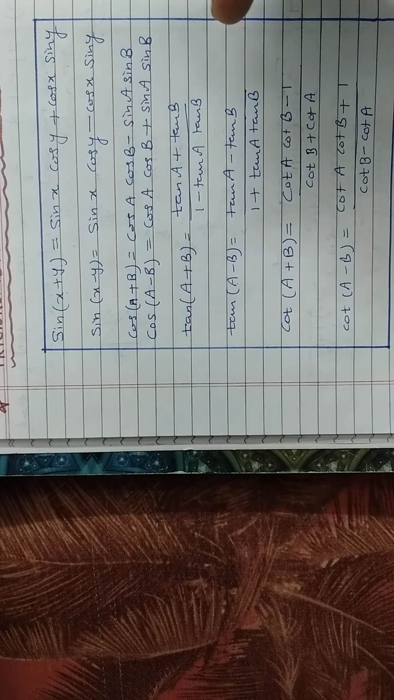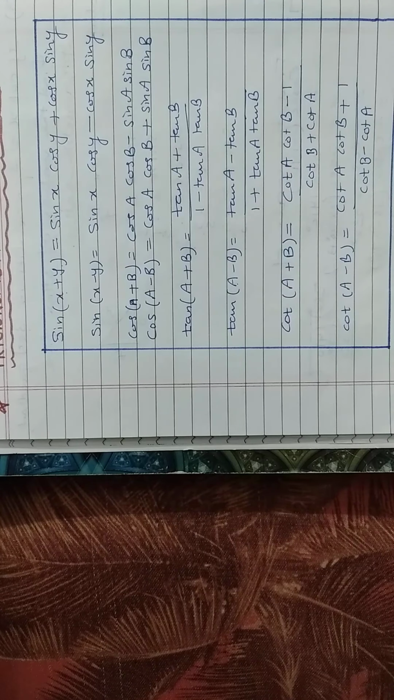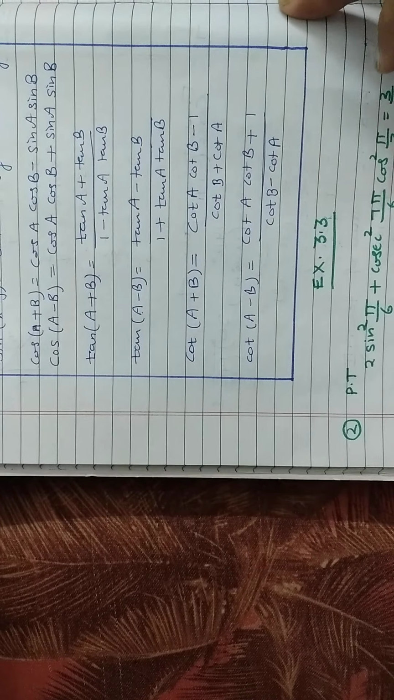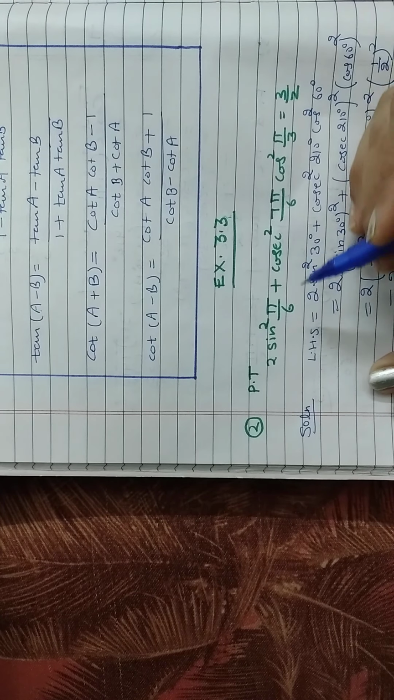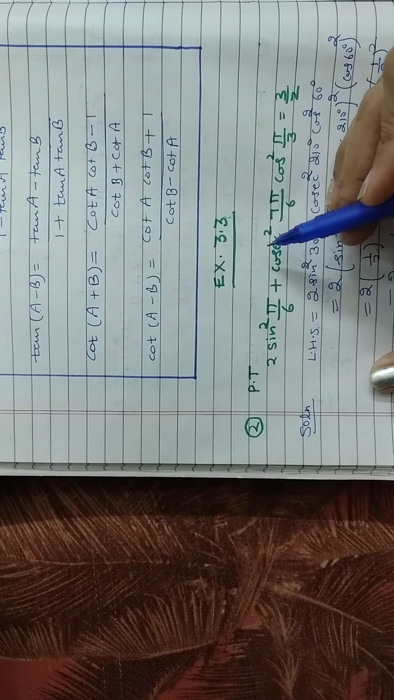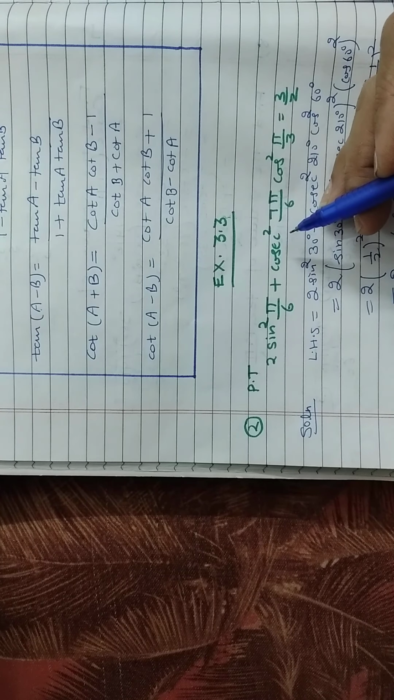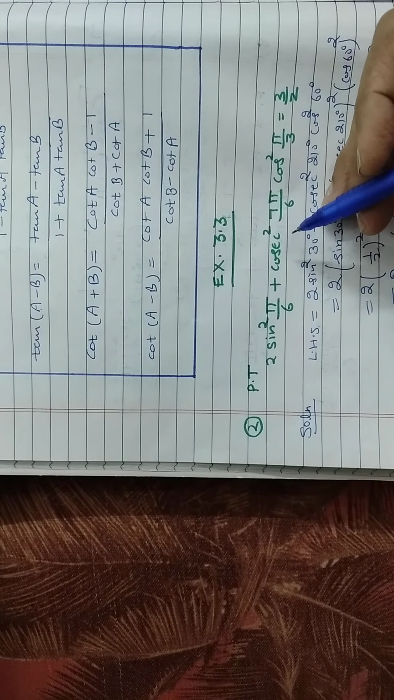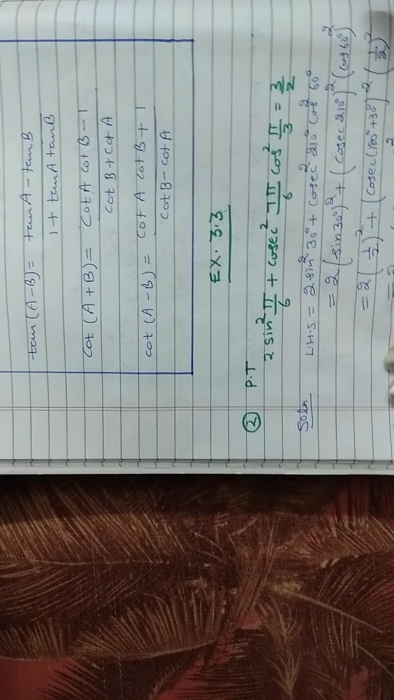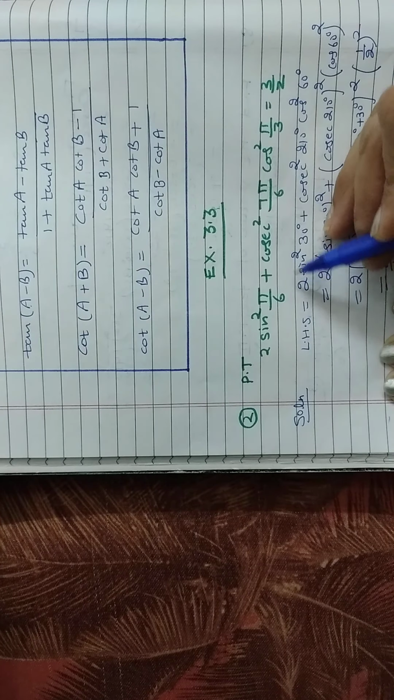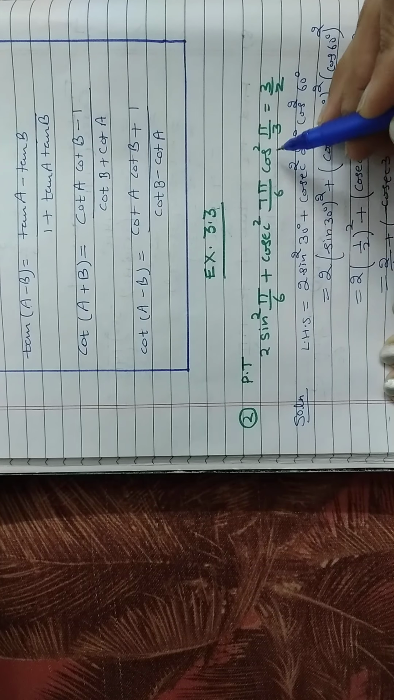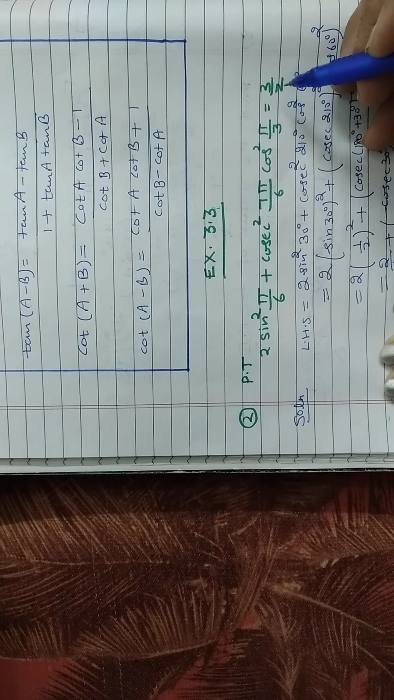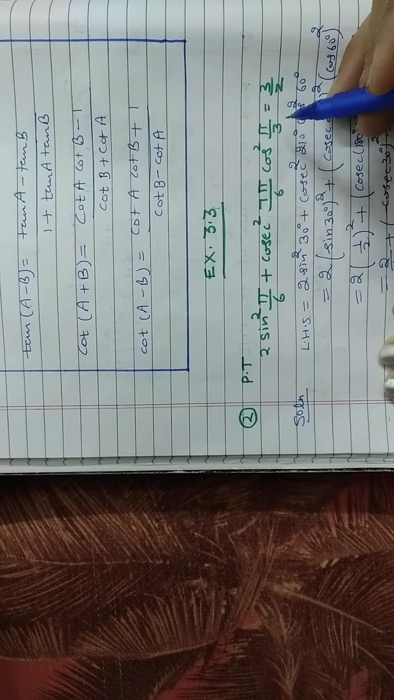I am putting force on these words that you have to remember these identities, because without remembering this, you will not be able to solve the questions. So, see, in exercise 3.3, I have taken some questions. Say question number 2. Prove that 2 sin square pi by 6 plus cosecant square 7 pi by 6 cos square pi by 3 is equal to 3 by 2. You have to prove this result.